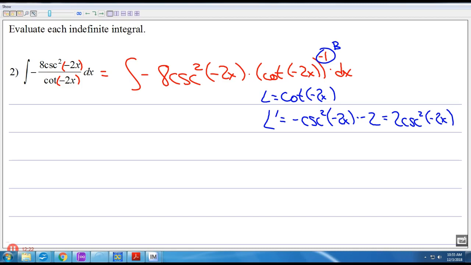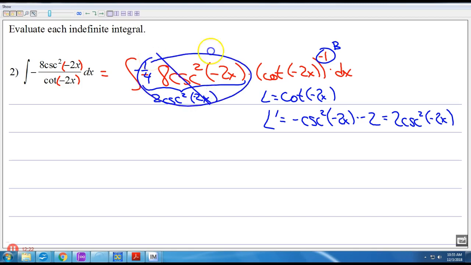But I don't have 2 times all that stuff. I have negative 8, so I'm going to have to multiply this by negative 1/4, and then that'll create 2 cosecant squared of negative 2x, which is what I want. That allows all of that to disappear, and then you put the negative 4 on the outside. So all the work I've done so far is just getting it set up so little guy prime is there, so that it will disappear, so I know what number to put out here. Questions on that part?